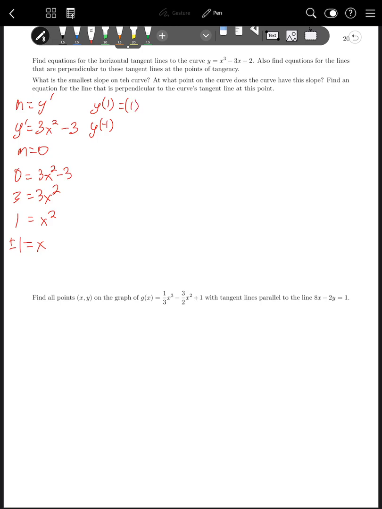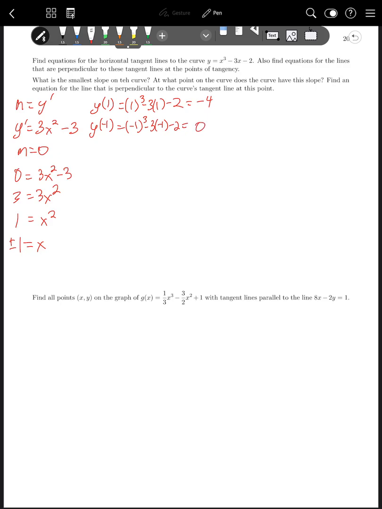So that would be 1 cubed minus 3 times 1 minus 2. And this would be negative 1 cubed minus 3 times negative 1 minus 2. And so then that's 1 minus 3 is negative 2. Negative 2 minus 2 is negative 4. This one would be negative 1 plus 3 is 2. 2 minus 2 is 0.